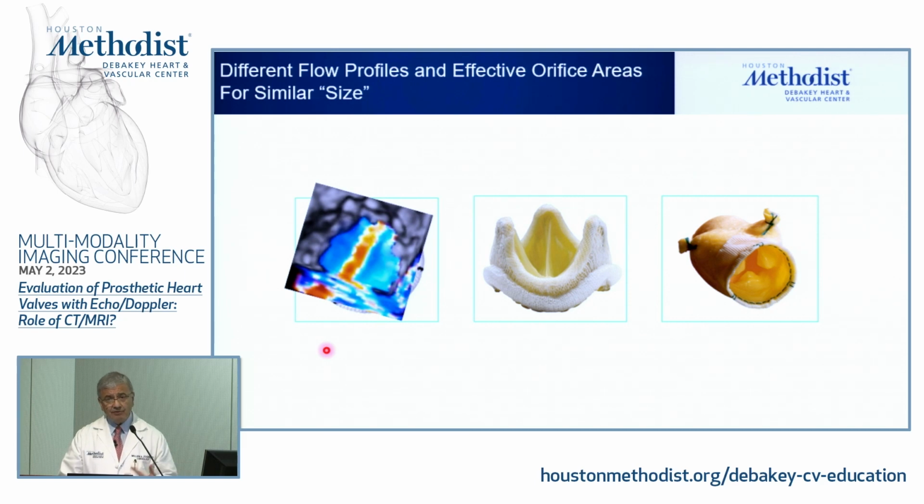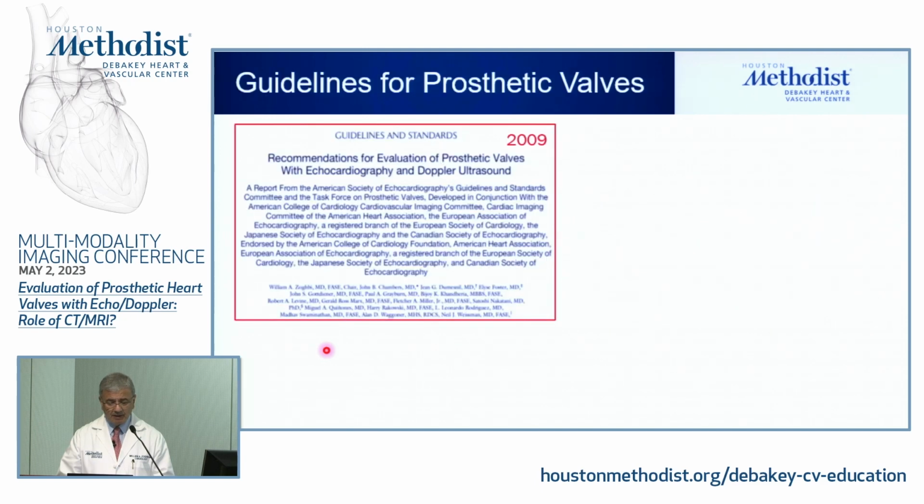The normal values that we have already incorporate those velocities and those effective orifice areas, and that's why you see effective orifice areas are rather small for a normal valve if it is a small bileaflet valve.